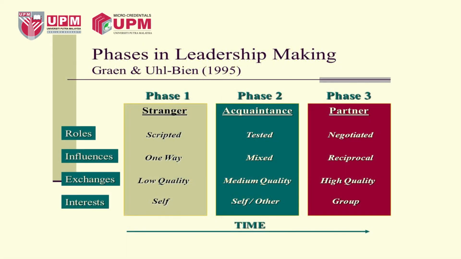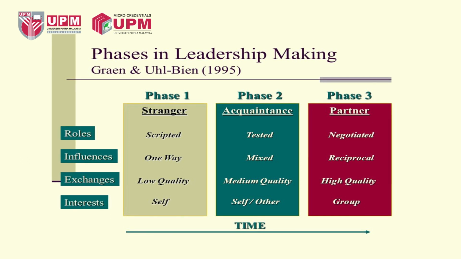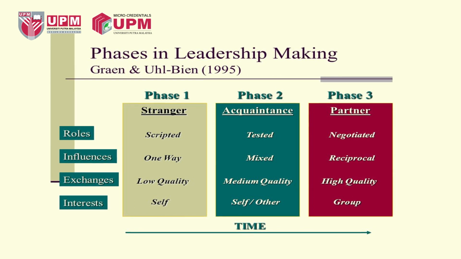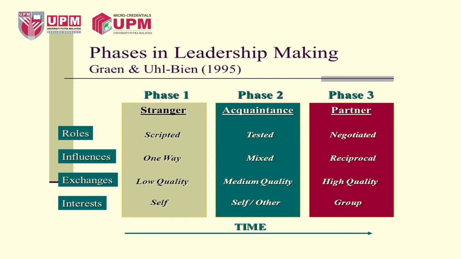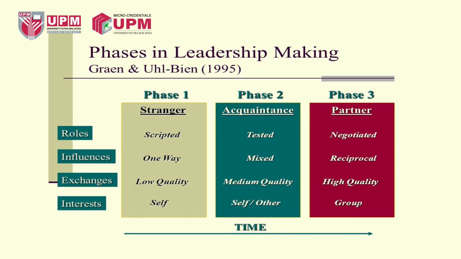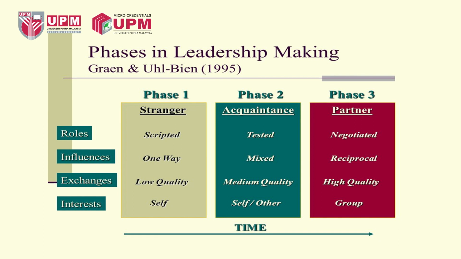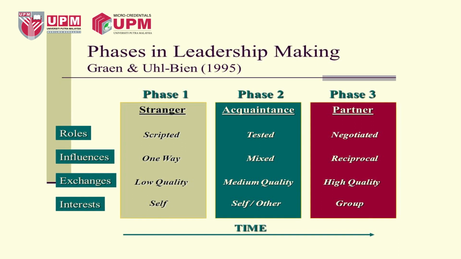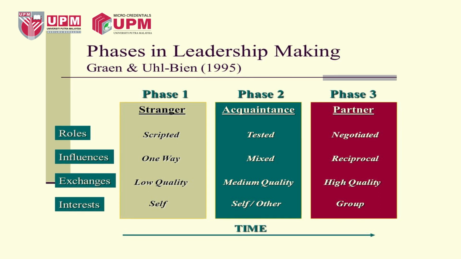Stranger phase. In this phase, the leader and the follower are just getting to know each other. The relationship is characterized by low levels of trust, mutual knowledge, and respect. Acquaintance phase. In this phase, the relationship between the leader and the follower begins to develop. They begin to establish common goals and mutual trust, and the follower demonstrates their ability and work ethic to the leader. Partnership phase. In this phase, the relationship between the leader and the follower is characterized by high levels of mutual trust, respect, and obligation.